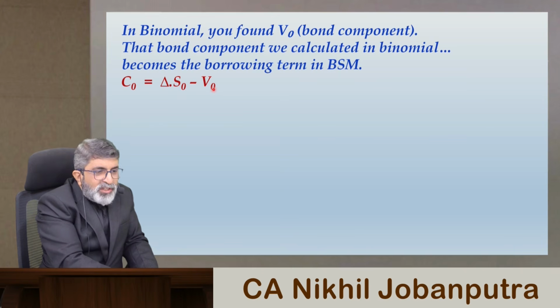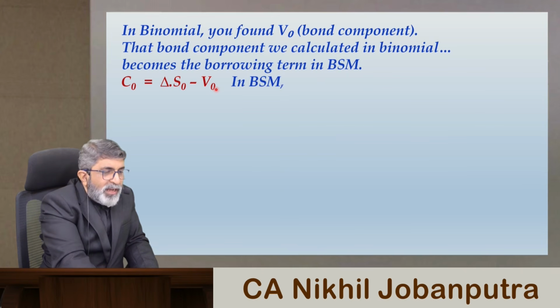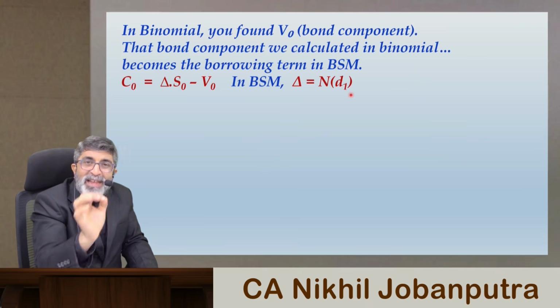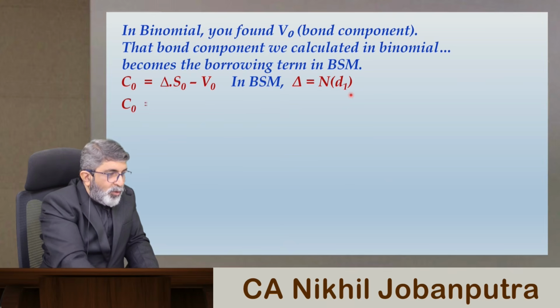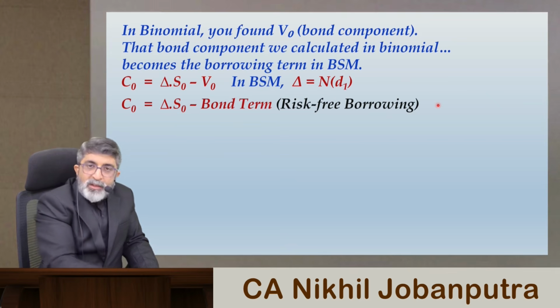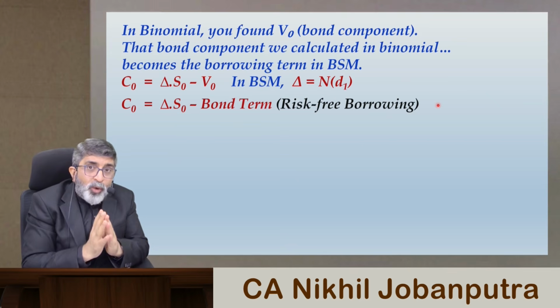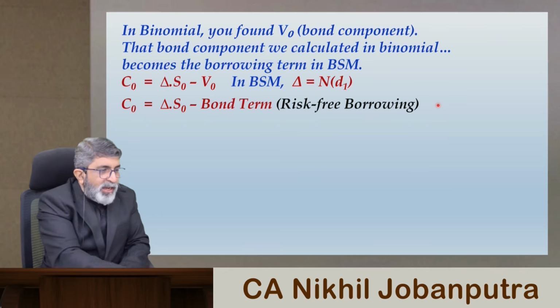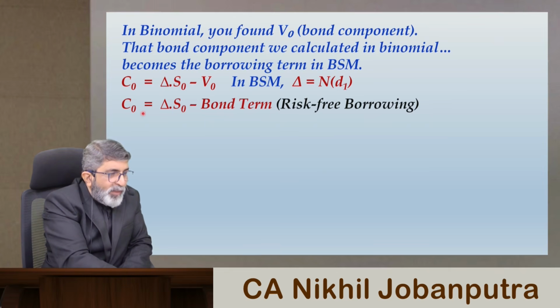So this is the equation, and now in BSM, delta will change to N of d1. In place of delta we are going to place N of d1. So it will be N of d1 into S0 minus the bond term. V0 was the bond term, which was risk-free borrowing. Why was it risk-free borrowing? Do you recollect? Let me remind you if you forgot.